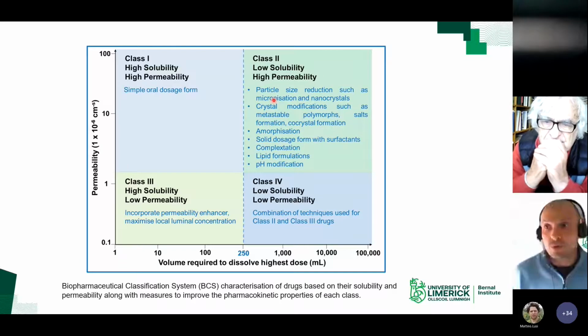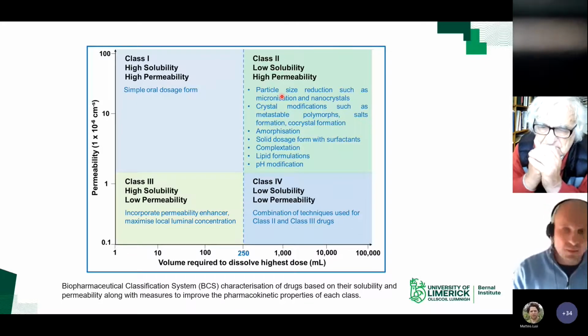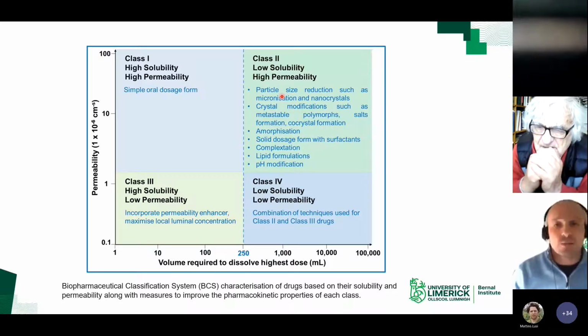If you look into class 2, that means the drug is poorly soluble, but highly permeable. So if it's poorly soluble, one of the ways, which I'm addressing in this presentation, is taking the pharmaceutical drug and reducing the particle size further and further into micron size particles or nano size particles. So the smaller the particle is, the quicker it will dissolve, and it will also impact in some way the apparent solubility, the kinetic solubility.